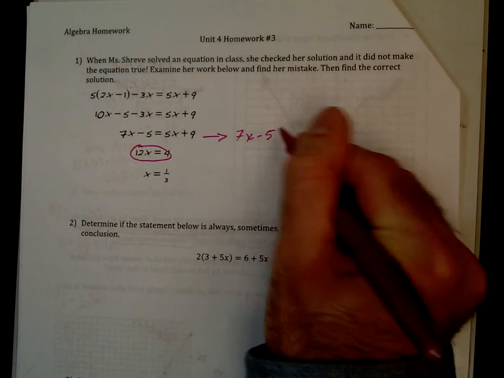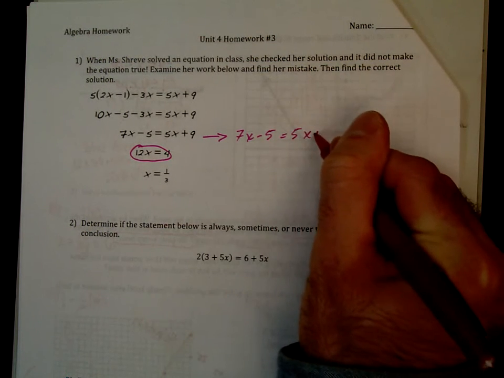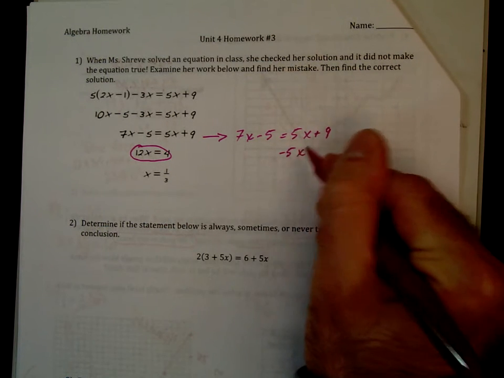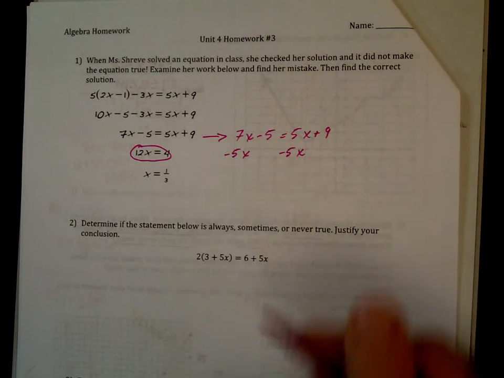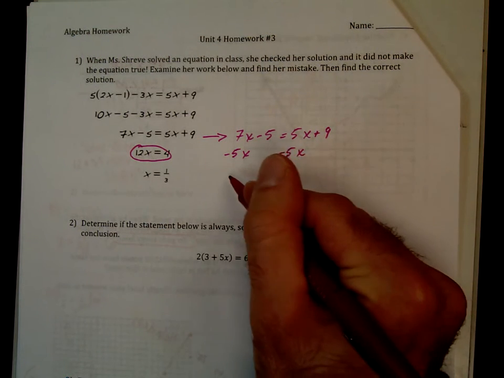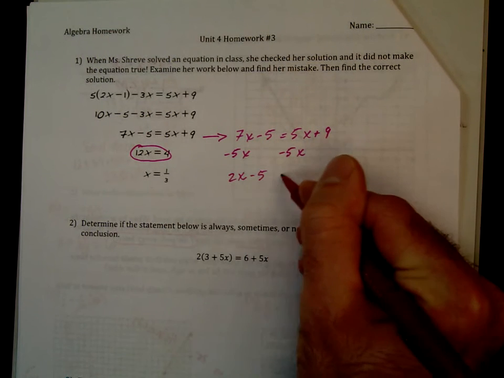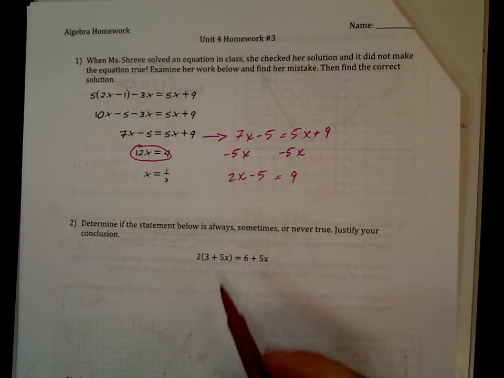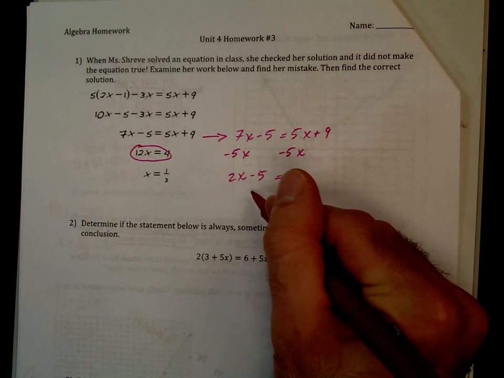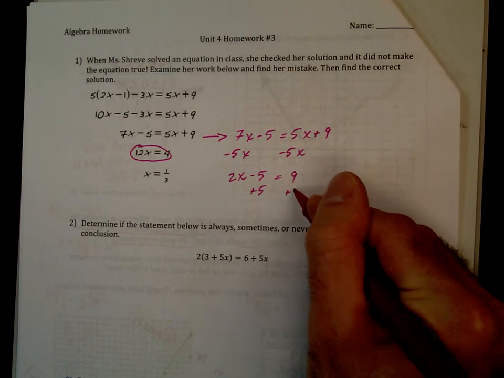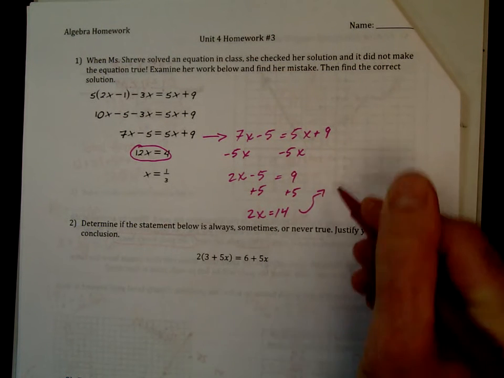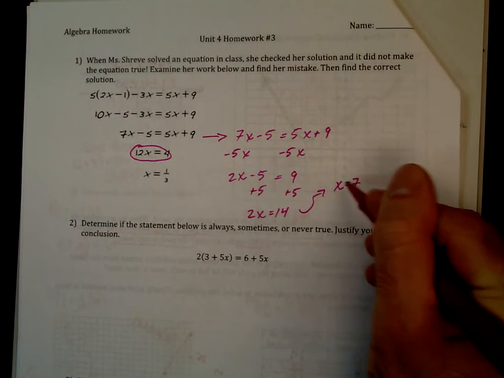7x minus 5 equals 5x plus 9. We want to get the x's on one side and the numbers on the other side. We do minus 5x. That way, we'll get 2x minus 5 equals 9. Not 12x, but 2x. Plus 5, 2x equals 14. X equals 7.